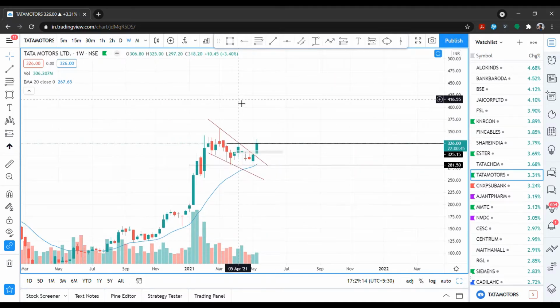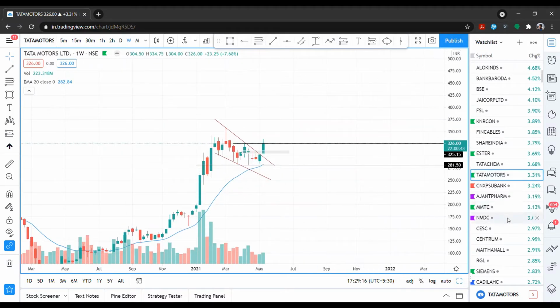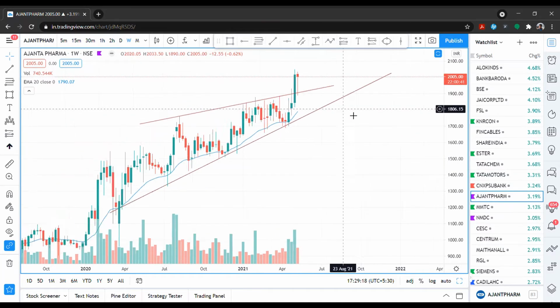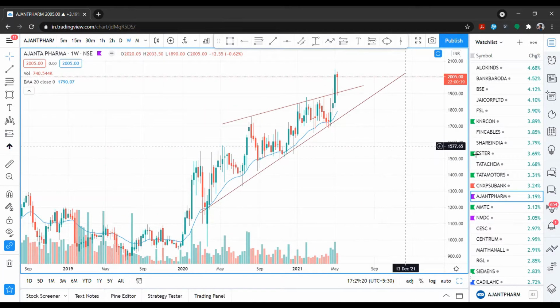Another strategy that I always use is the break and retest strategy. Let me see if I can find some setups here.